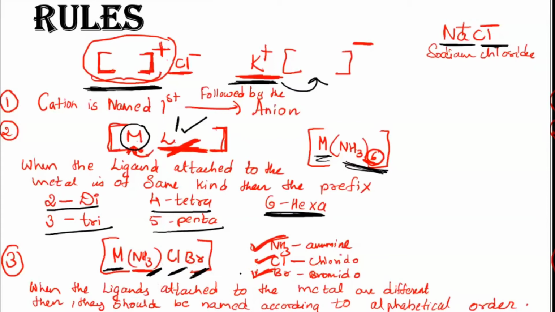So if you have different ligands attached to the metal, then your naming should be according to alphabetical order. Alphabetically A comes first, so amine should be written first. So you'll write amine, followed by B, which comes after that. So bromido should be written and then chlorido, followed by the name of the metal. So that is the third rule. Clear? If you have different kinds of ligand, then it should be named according to alphabetical order. Anywhere if you get a doubt, students, you can ask me, okay?